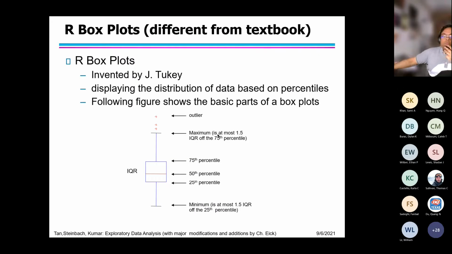Another very useful plotting mechanism is box plots, because box plots are a very easy way of looking at large data sets, like a single dimension of a large data set, and you get a very good idea of what that data set is.